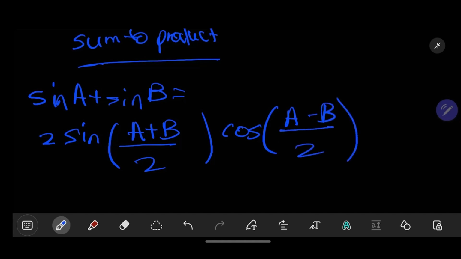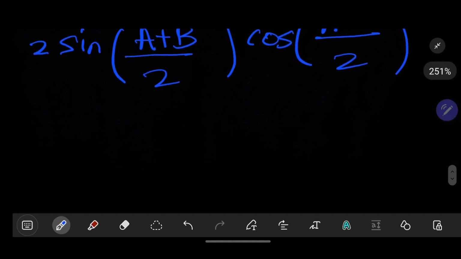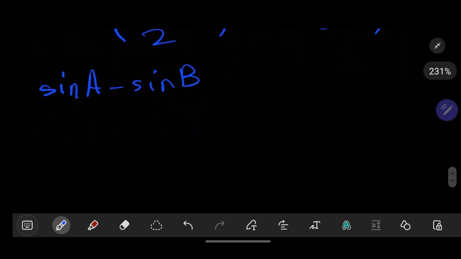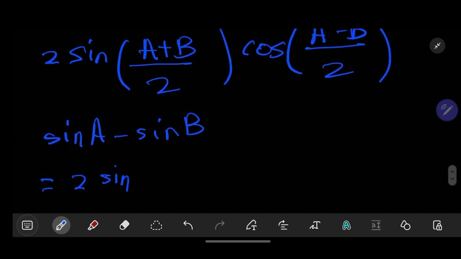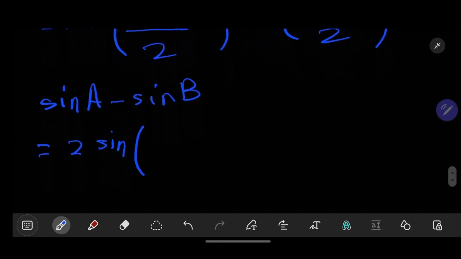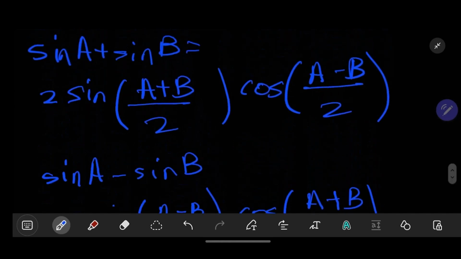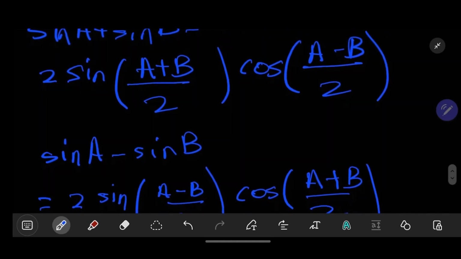Okay, simple. What if I had sine of A minus sine of B? What do you think this is now? That will be equal to 2 sine of A minus B over 2 cos of A plus B over 2. See the difference between the two? The signs are very important here.